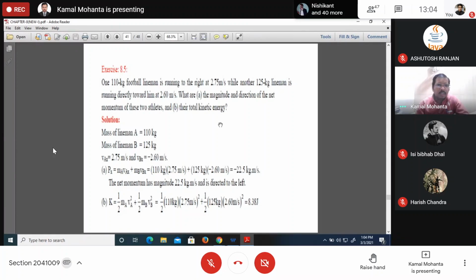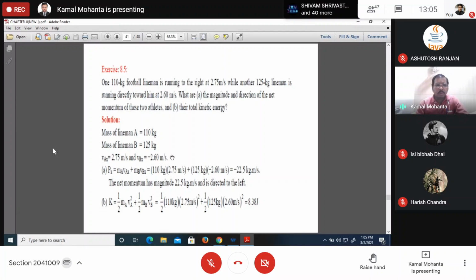So what is given here? Mass of lineman A, you can take 110 kg. Mass of lineman B is 125 kg. The velocity relates to the x direction, so Vax is equal to 2.75 meter per second, and Vbx is minus. Why minus? Because of the opposite direction. So minus 2.60 meter per second.